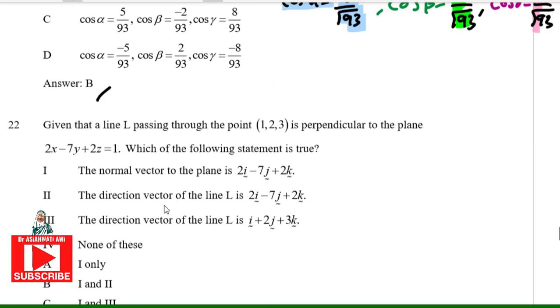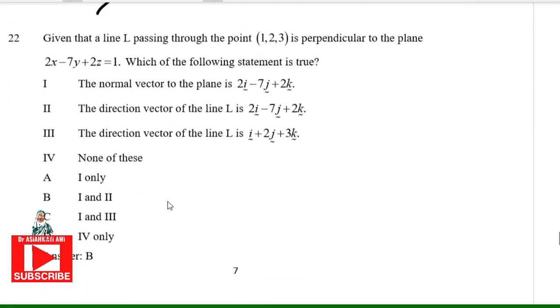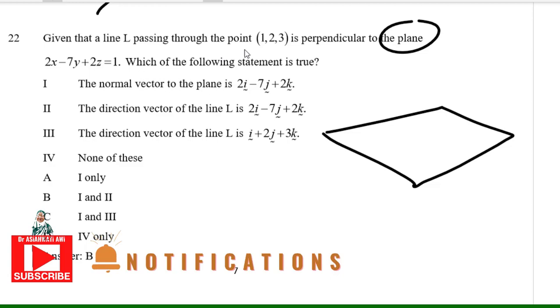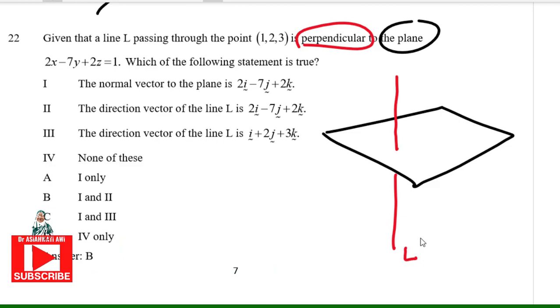Number 22. Given the line L passing through the point 1, 2, 3 is perpendicular to the plane, which of the following statements is true? Given this is the plane pi and the line L perpendicular to plane pi, right? The line passes through the point 1, 2, 3, which lies on the line L. It doesn't mean that it also lies on the plane.